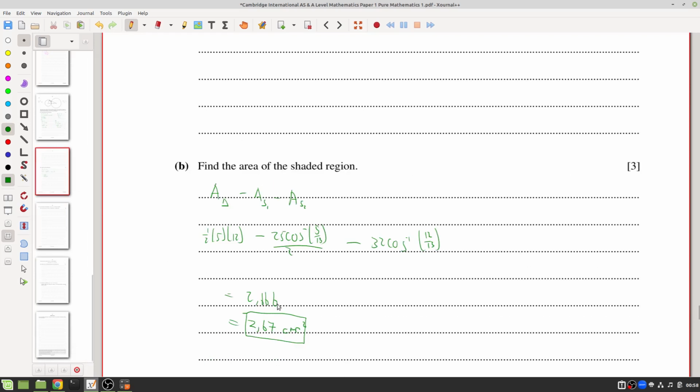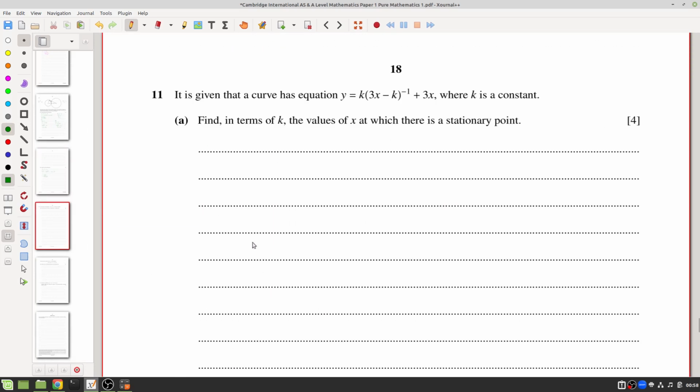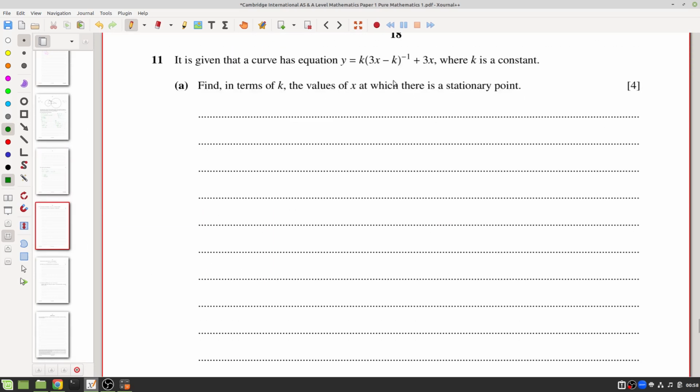Okay, we're getting towards the end there. Let me just make sure there's not another question there. Okay. So a curve has this equation where k is a constant. Find in terms of k the values of x at which there is a stationary point. So a stationary point is a turning point, right? That's where the gradient is 0. And how do we find the gradient? We differentiate. So let's differentiate this.